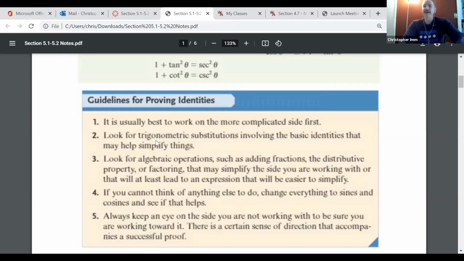So we oftentimes want to find a least common denominator to put two things together. We want to factor things to cancel things out. So we can not only use algebra, but we have those identities to use too. So this becomes multi-dimensional there. If you can't think of anything else to do, try to change things into sines and cosines. See if that helps. That amazingly does work sometimes, where you're just like, man, I don't know what to do. Let's just turn everything into cosines and sines and see what we're doing there.